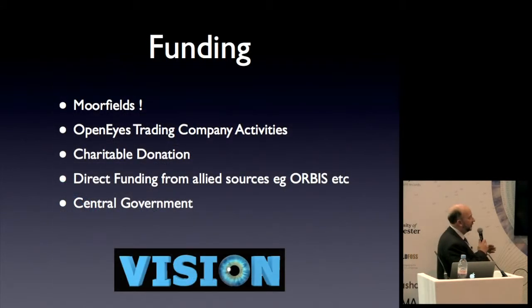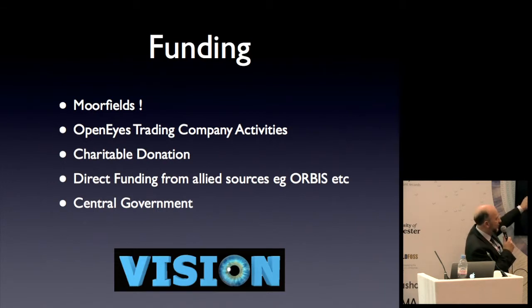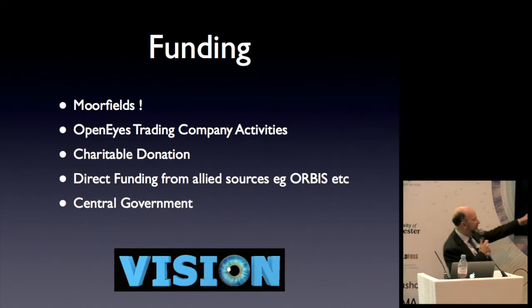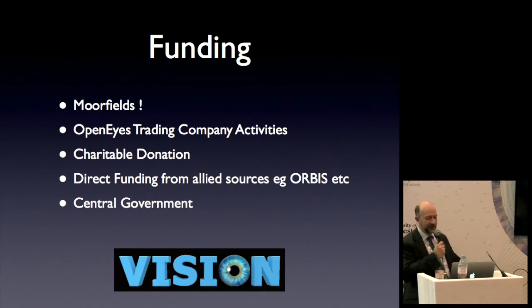Now, the funding for this has come from Moorfields, lots of it, about £4 or £5 million worth. But now, because we're a charitable foundation, we are looking at bringing money in from other activities, from the trading company, from charitable donation, and direct funding from other sources, people like Orbis, who I mentioned earlier. And we hope central government, although they're very tardy. Despite the fact they say they support open source, they are very loath to actually put any money into the piece.